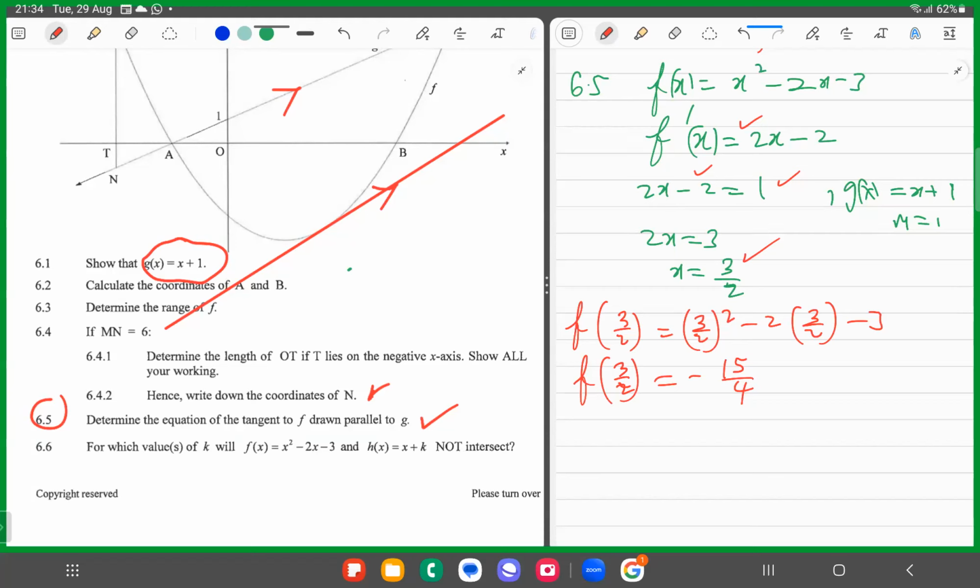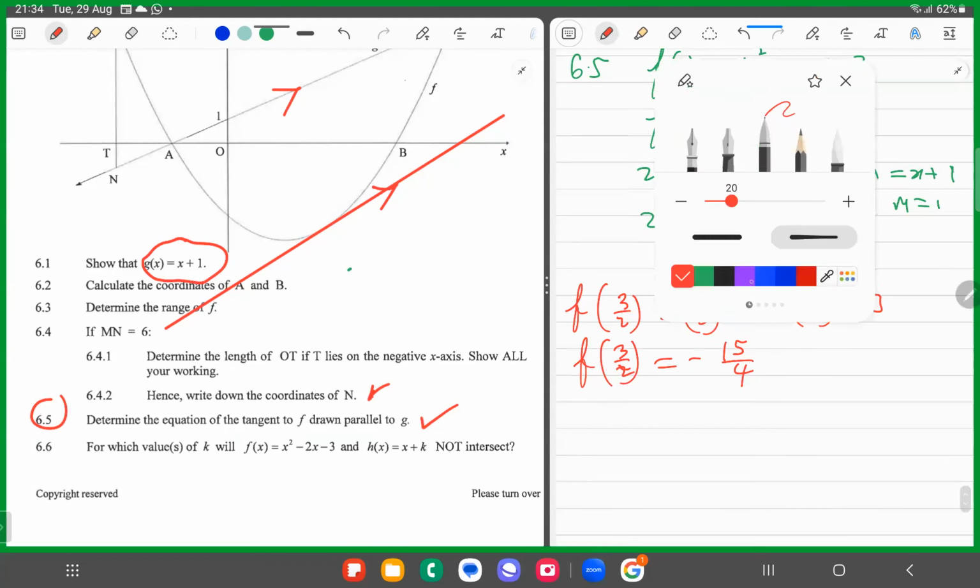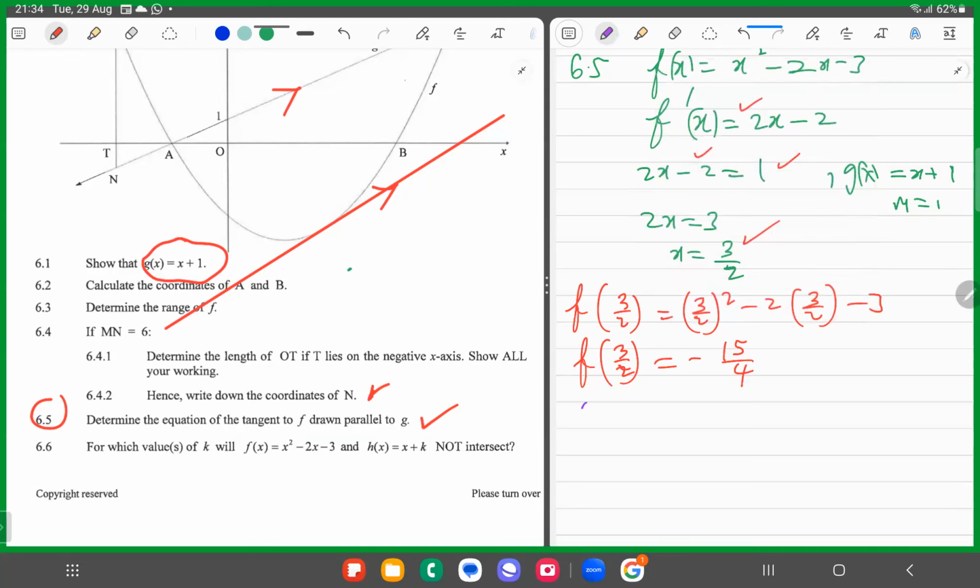Okay, if this is true, we can find the equation of the tangent. Because now you got that the tangent is going to be parallel to g. Parallel to g means you can use any of these formulae. You can use y minus y1 is m into x minus x1 to find the equation of a tangent.